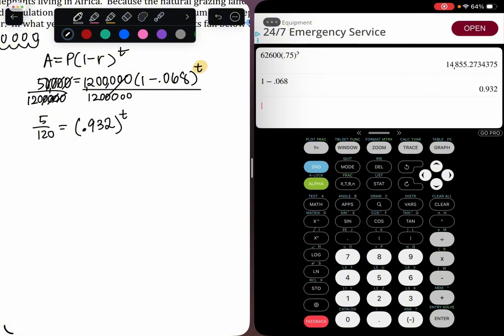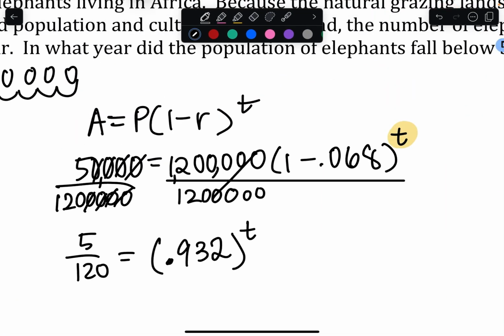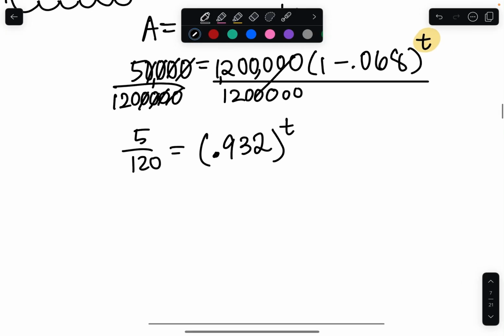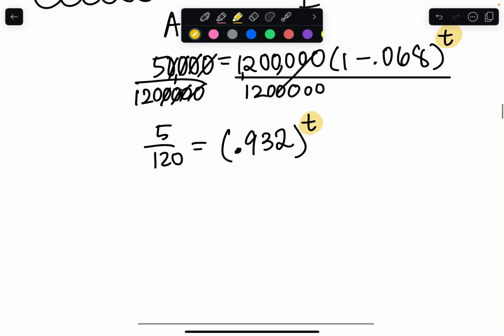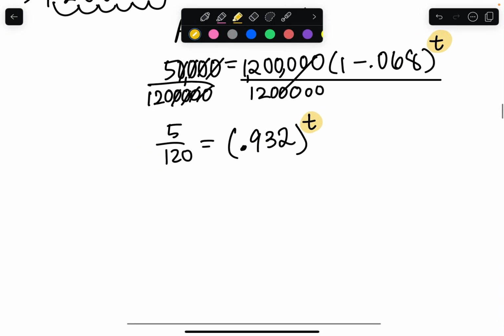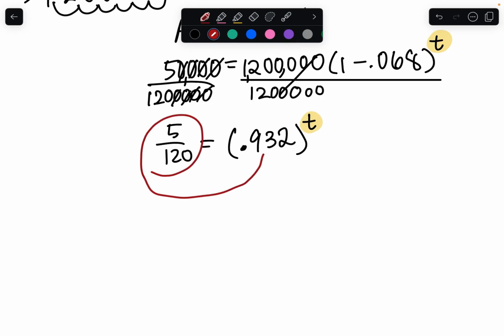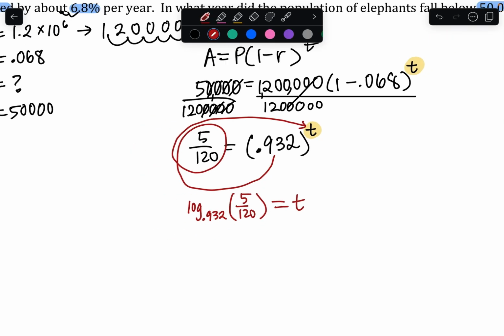raised to the t. Now, the reason why I wanted to clean this up as much as possible is because now we're looking for the exponent. And so once you have an exponential expression equal to a number, that's when you're ready to convert to log. Okay, and so our base here is 0.932, log base 0.932 of 5 over 120 equals t.